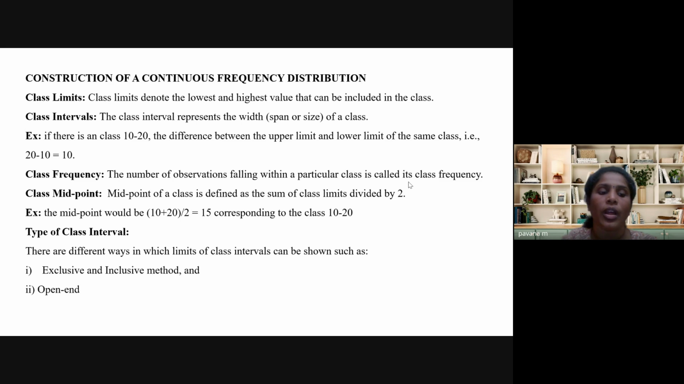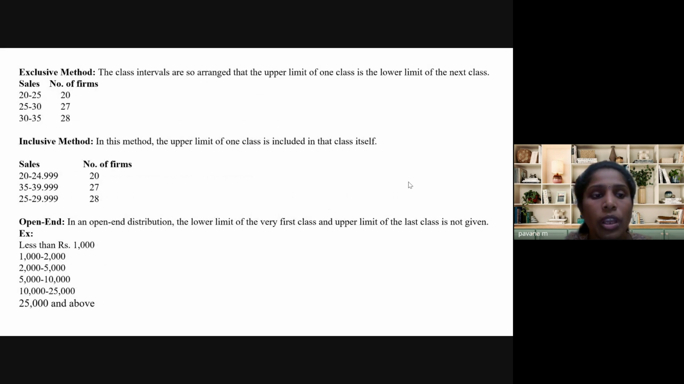Okay, the next topic is types of class intervals. There are two types: the inclusive and exclusive methods, and open end. In the exclusive method, we are considering continuous classes, arranged so that the upper limit of one class is the lower limit of the next class. Take 20 to 25, 25 to 30, 30 to 35. For 20 to 25, 25 is the upper limit, but the next class interval is 25 to 30, so 25 is the lower limit. One class's upper limit becomes the next class's lower limit. That method is called the exclusive method.